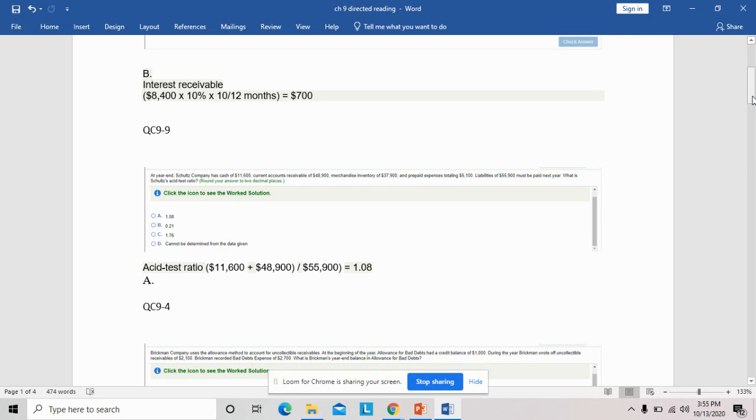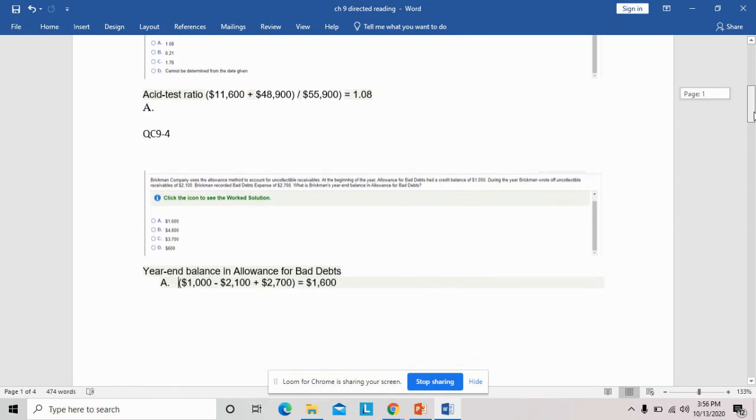For this problem, first I need to take the $11,600, which is the cash amount, add that to the current accounts receivable of $48,900. I'll take that sum divided by the total liabilities of $55,900. That gives me an acid test ratio of 1.08. Therefore, my answer for QC99 is answer A, as you see here.